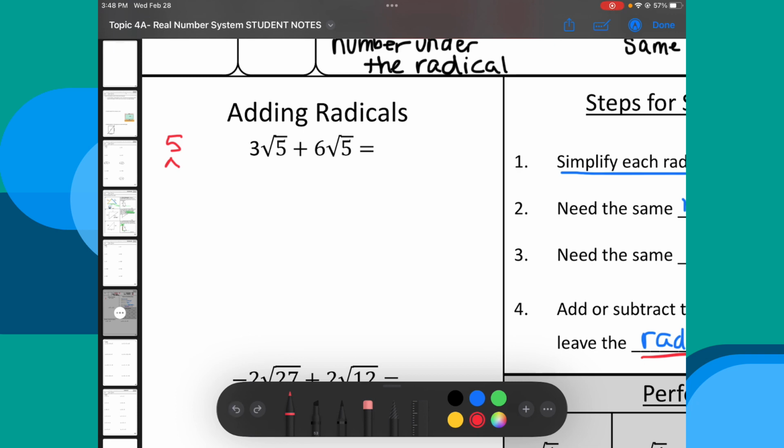So since both the index and the radicals are the same, we can then add the front number, 3 and 6. 3 plus 6 would give us 9. The radicand that was the same would stay the same. So final answer is 9 square root of 5.